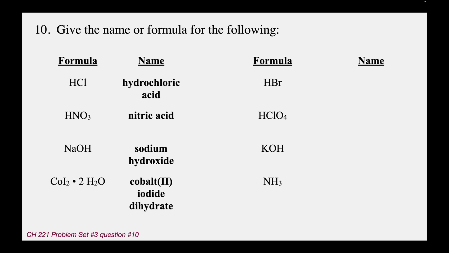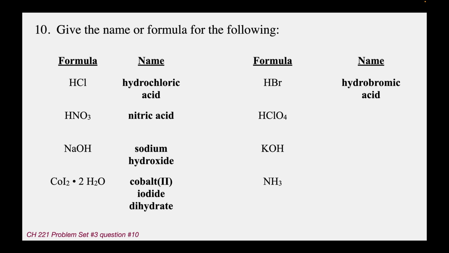The next column, HBr. Notice how HCl was hydrochloric acid. Chlorine became chloric acid. HBr is the same thing, except now we have bromine, so that's brome instead of chloric. HBr, hydrobromic acid.